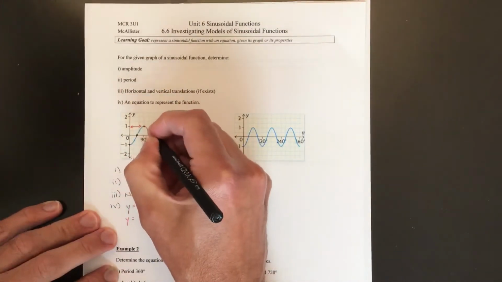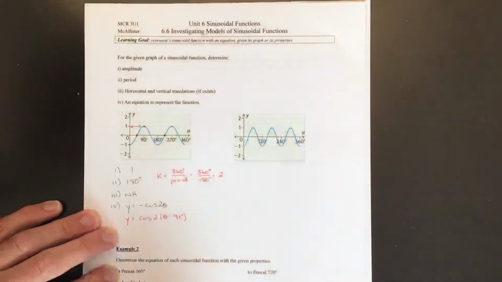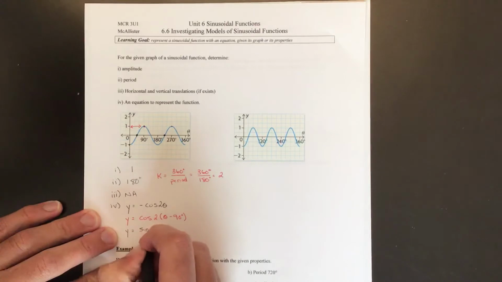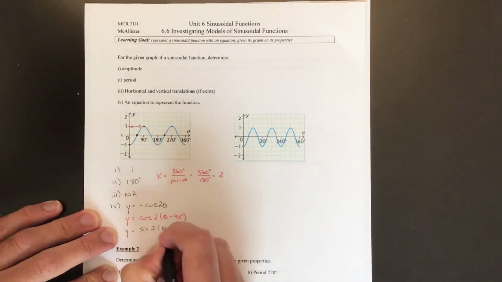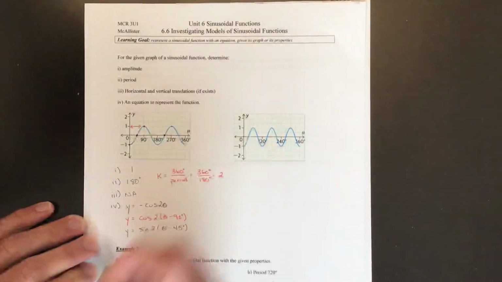Start here, maximum point, minimum point, and then end up here. In this case, it now becomes a sine curve. So y equals sine 2 theta minus 45, because I'm starting at 45 degrees.